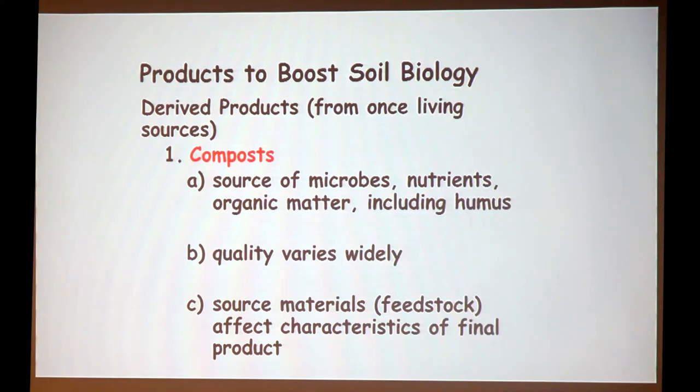Okay, so now let's look at derived products. These are coming from things that were at one time alive, and we're deriving some things from them. The first one, of course, is composts. Composts are a source of nutrients, microbes, organic matter, including humus. Humus is a separate talk altogether, but we won't be doing that today.